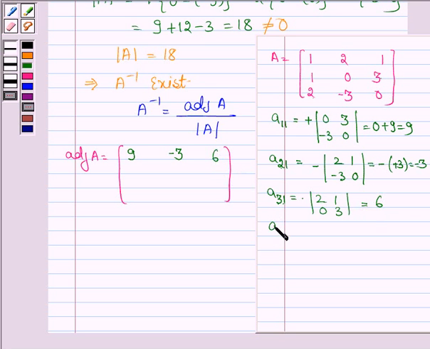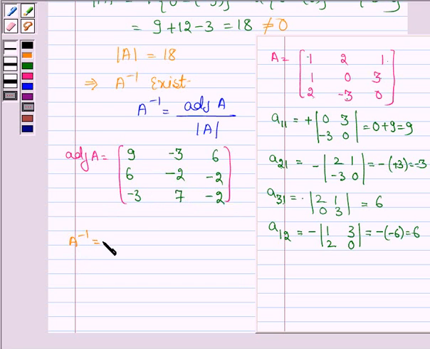Now let us find A12. Again we have a negative sign. And A12 is this element. So leaving this column and the first row, we have 1, 2, 3, 0. And this is equal to minus of minus 6, which is equal to 6. So here we have 6. Similarly writing the others, we have this. So this is adjoint of A.